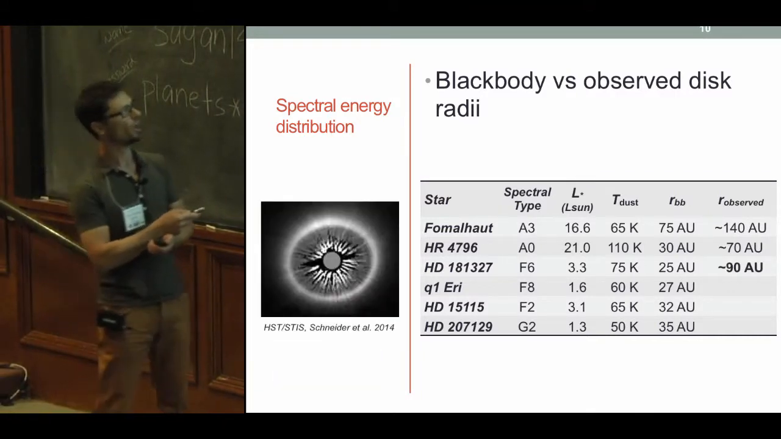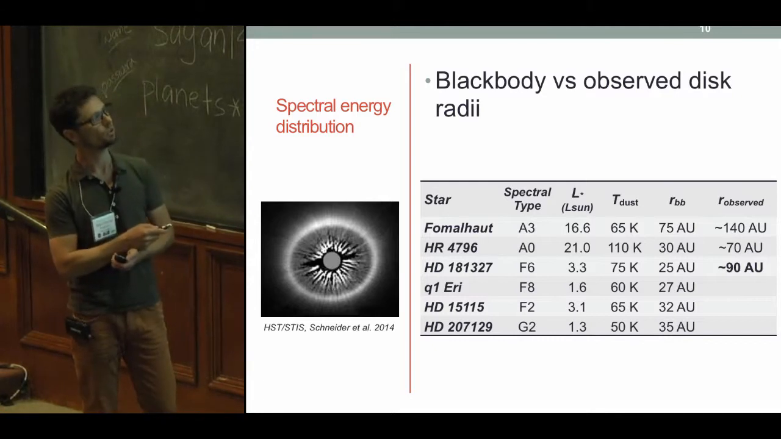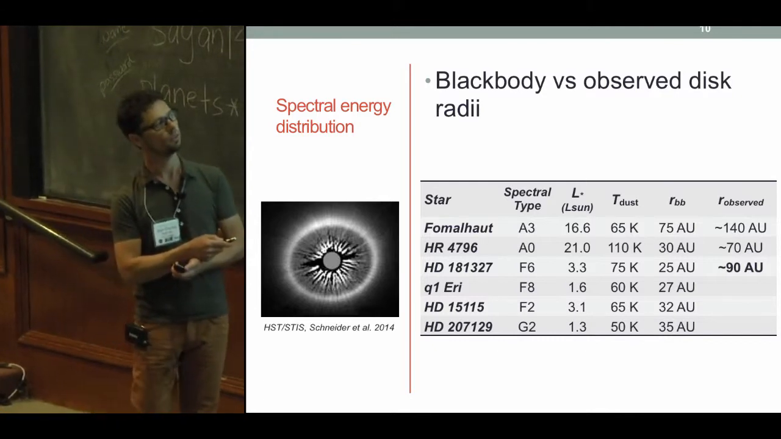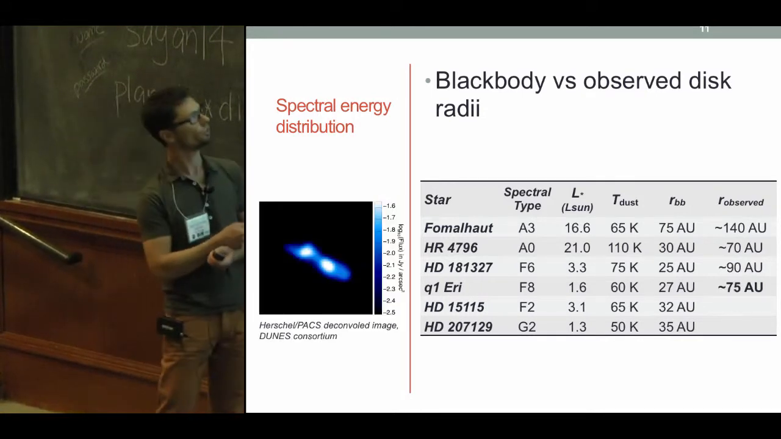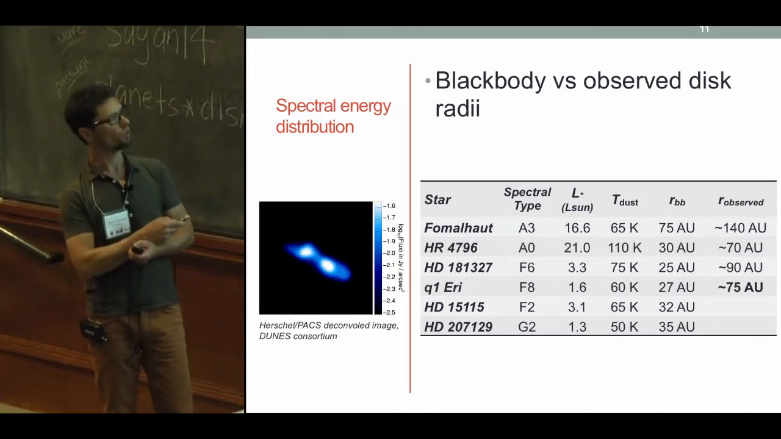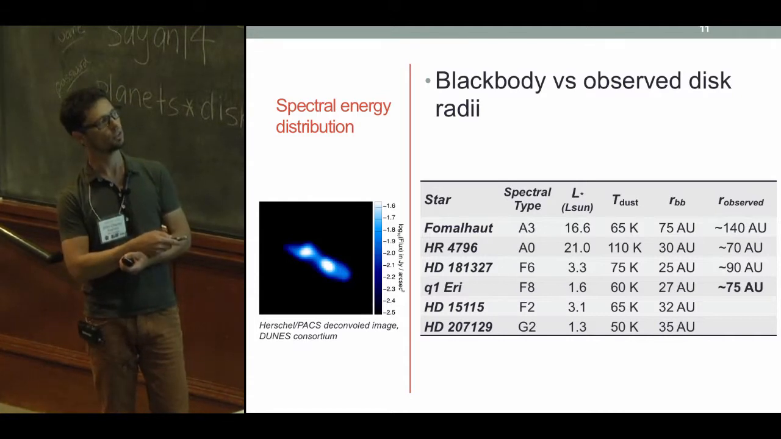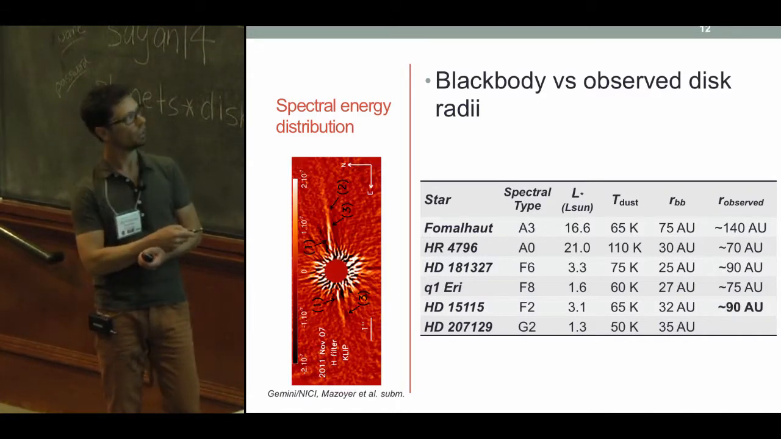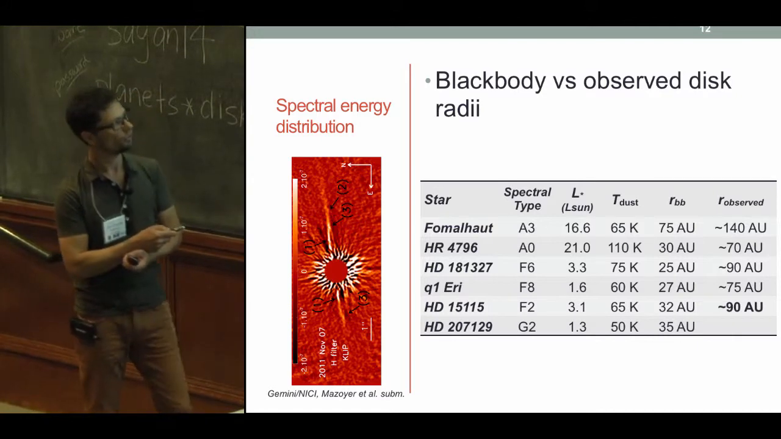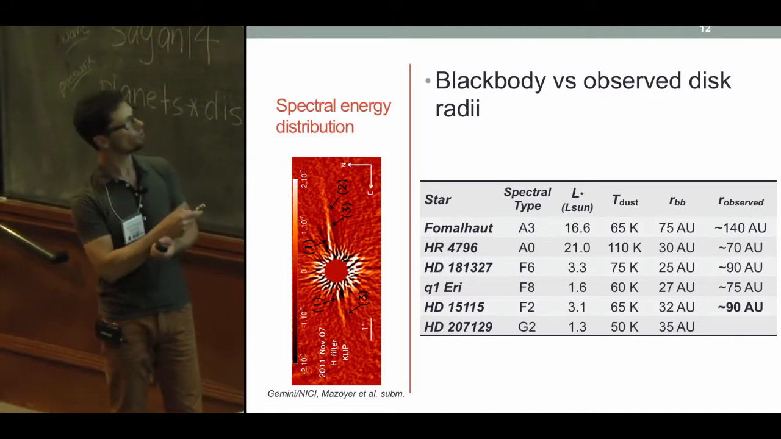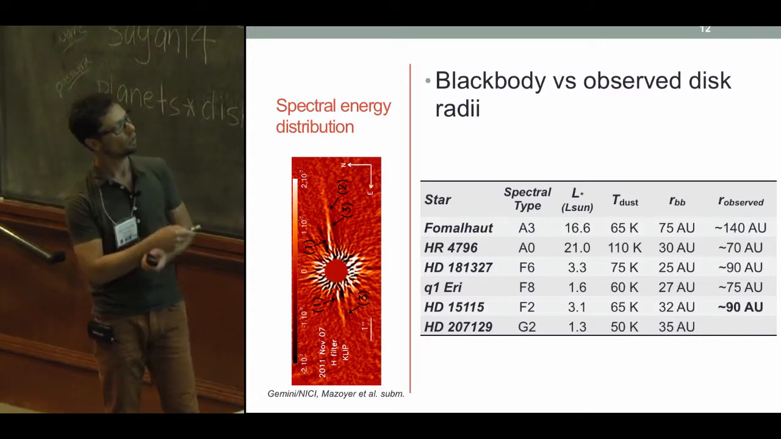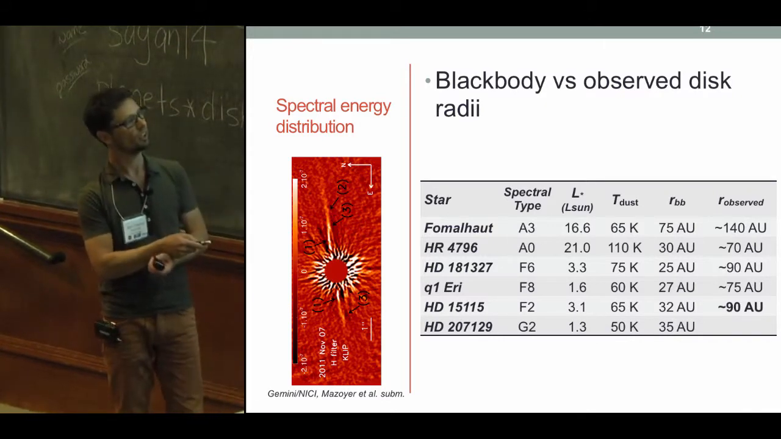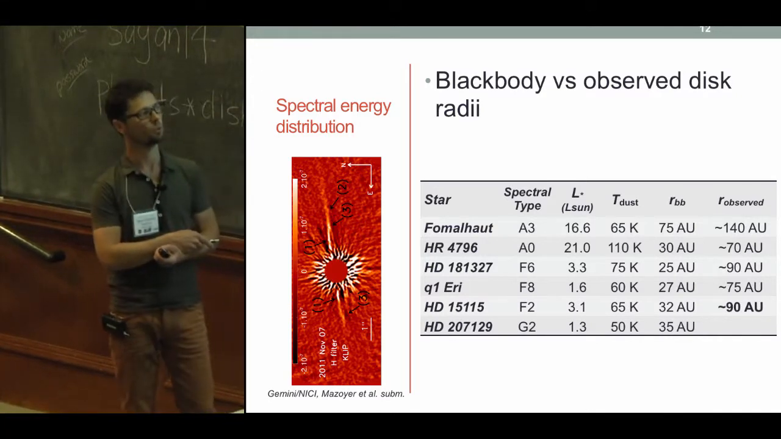Let's continue with another one, HD 181327. It's predicted to be at 25 AU. It's observed at 90. So I'm continuing like this with another disk observed with Herschel, predicted at 27, observed at 75. Another one, HD 15115, which you might not guess directly on this image, but this is a ring, a very inclined ring at 90 AU, so almost 3 times larger than what is predicted by the Blackbody law.